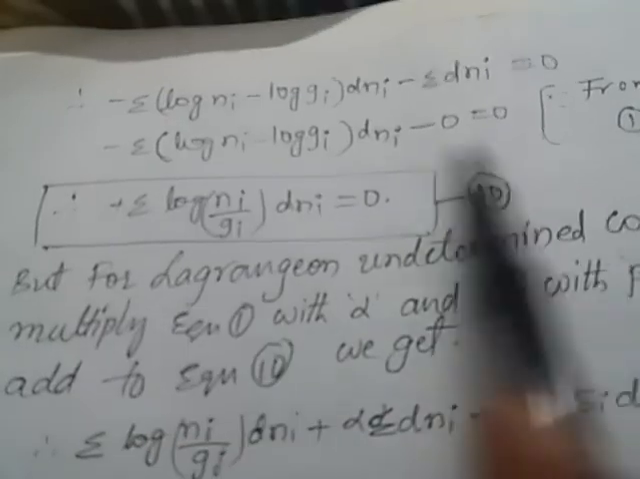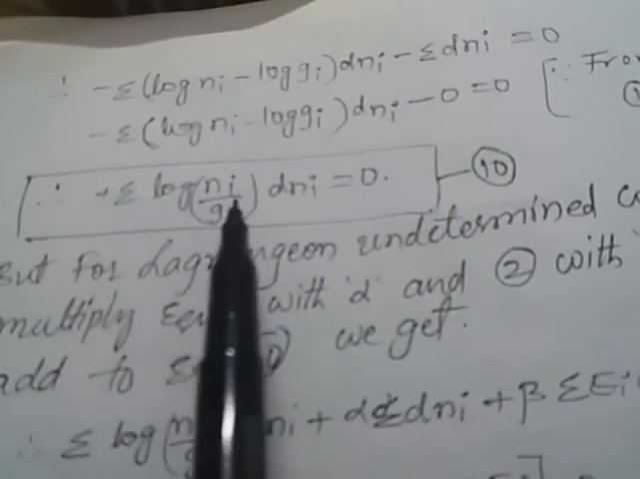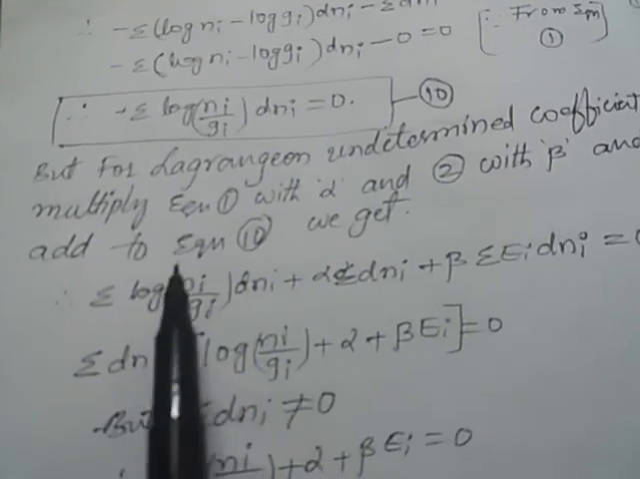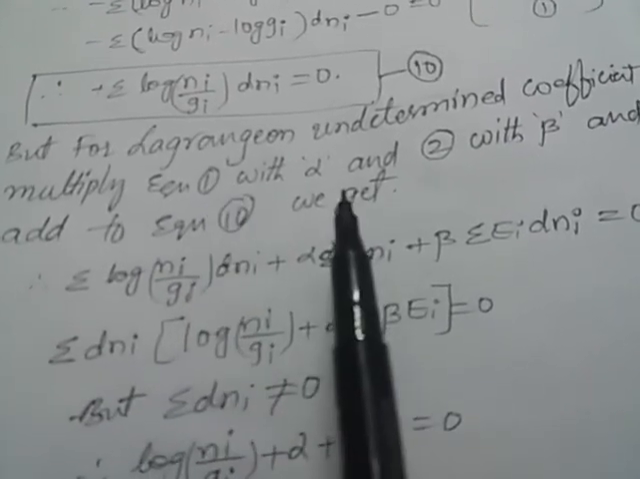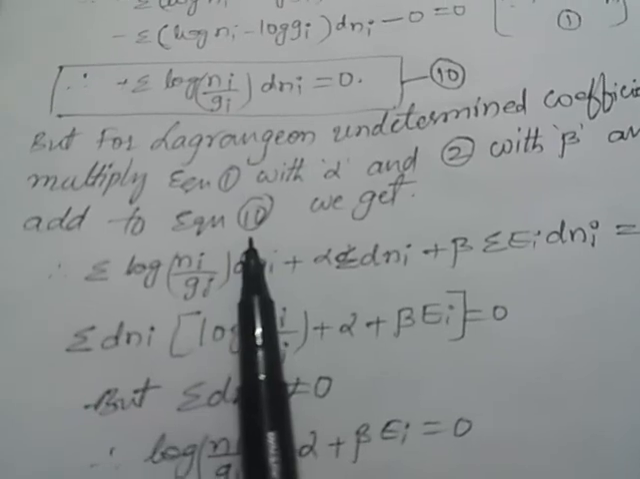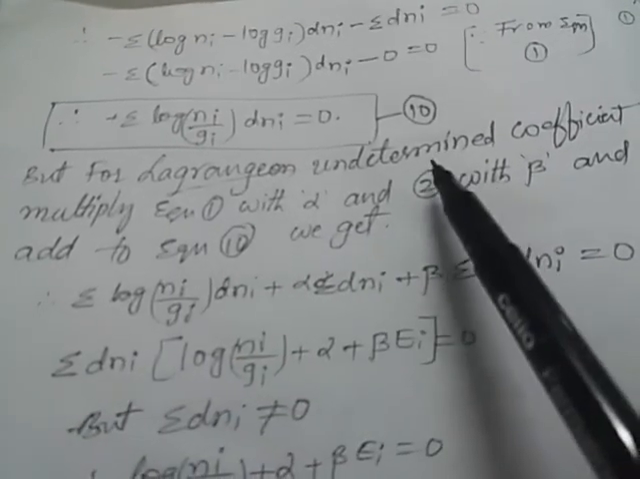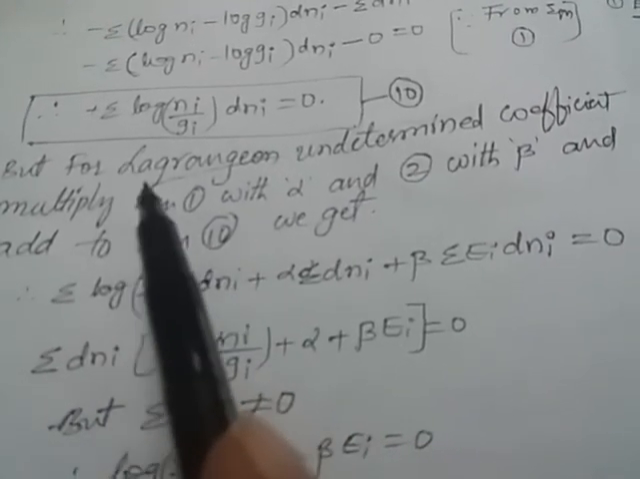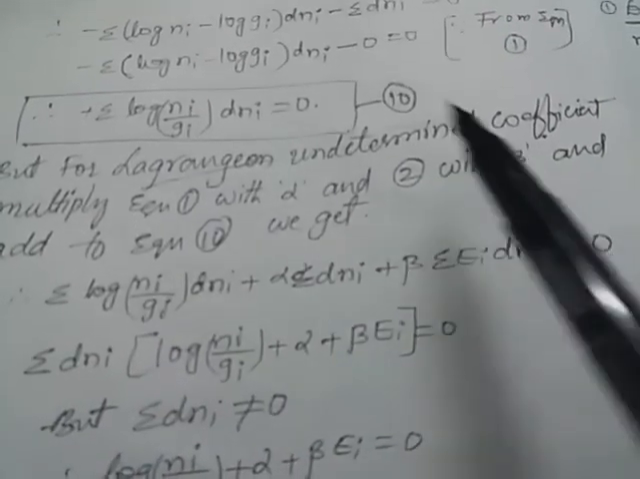So here what is indicated? Minus, take the common here, therefore we can take sigma log ni by gi into dni equals 0. This is what equation 10 indicates. Now from the Lagrangian undetermined coefficient, multiply equation 1 with alpha and 2 with beta and add these values to equation 10. What is the main concept, students, here? According to the Lagrangian undetermined coefficients, this concept should be remembered when we have to apply the Lagrangian undetermined coefficient. So simple: equations 1 and 2 are multiplied with alpha and beta, and these values are added to equation 10.